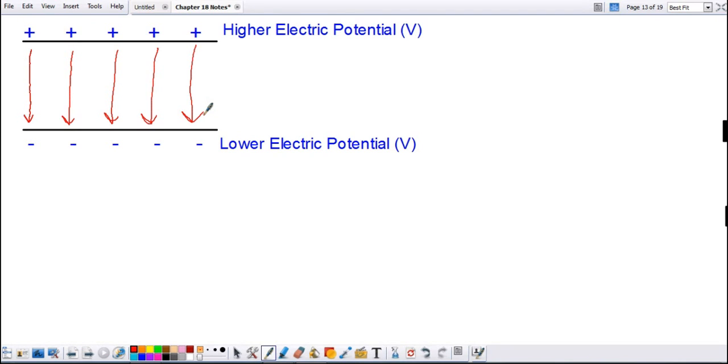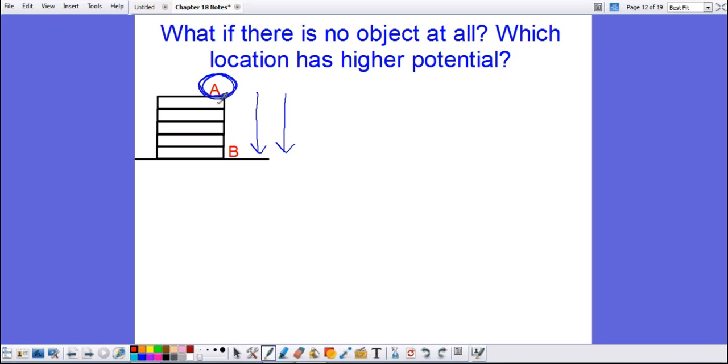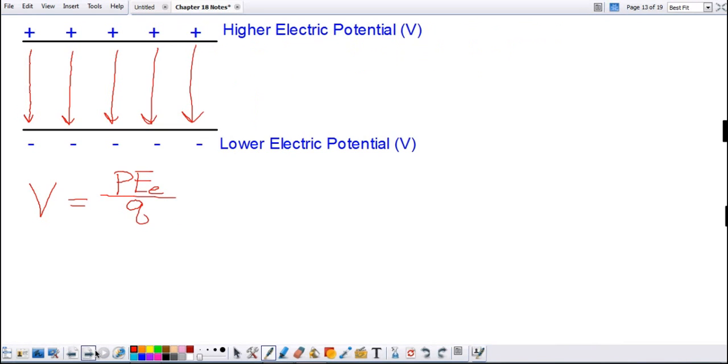When we look at this, the potential on the other page was the gravitational potential energy without the mass. Similarly, we're going to say the electric potential is the electric potential energy, but without the charge. Over here we said that this was without the mass, so we took the mass away. Similarly, we're going to take the charge away, okay?